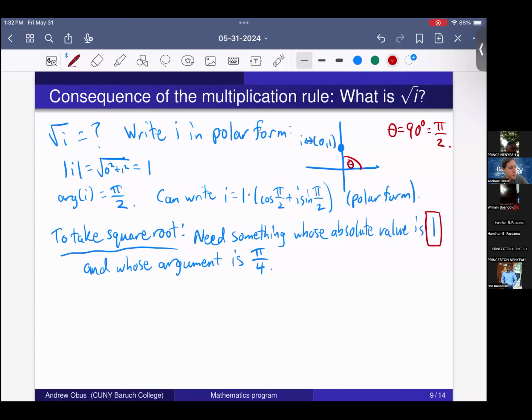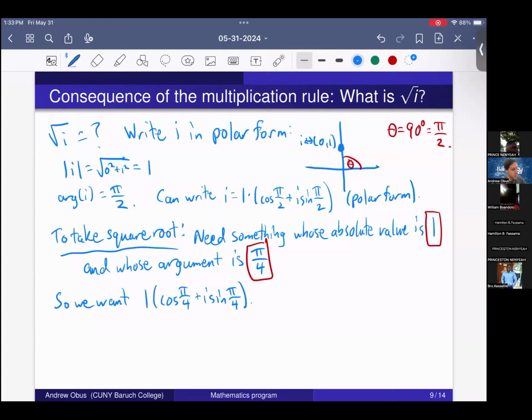So you need something whose absolute value is 1 and whose argument is pi over 4. When you square it, the absolute value will still be 1, but the argument will now be pi over 2. That's what happens when you square: you double the argument. And something whose absolute value is 1 and whose argument is pi over 2 is exactly the number i. So what we want is 1 times cosine of pi over 4 plus i sine of pi over 4.